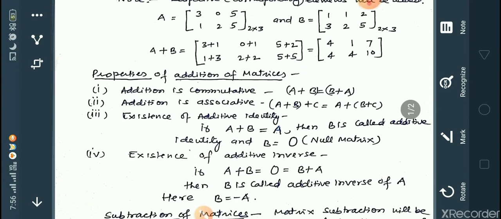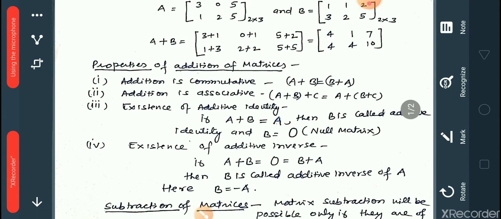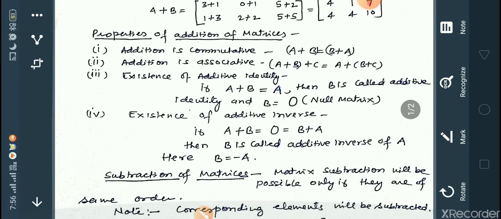Now there are some properties of addition. Addition is always commutative. Means if you find A plus B, then it will always be equal to B plus A. And the second property is that addition is associative. That means if you add A plus B at a time and then add C, this will be equal to B and C added at a time and followed by A. So addition is associative.